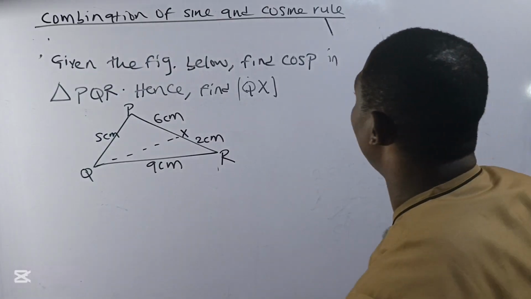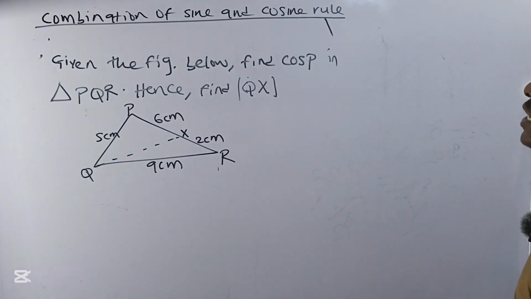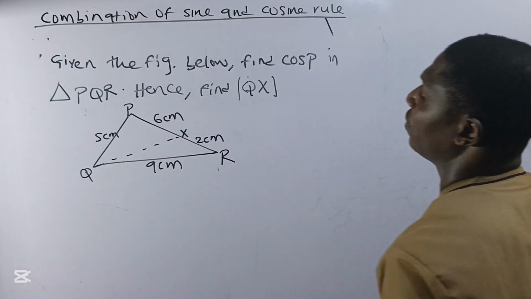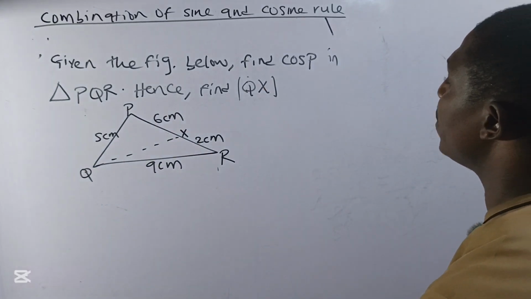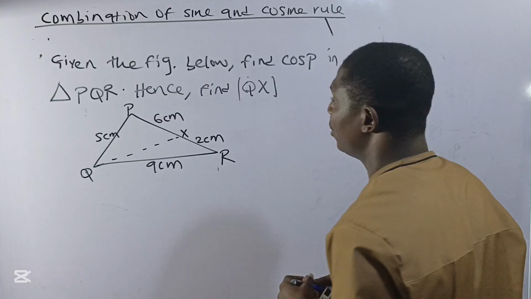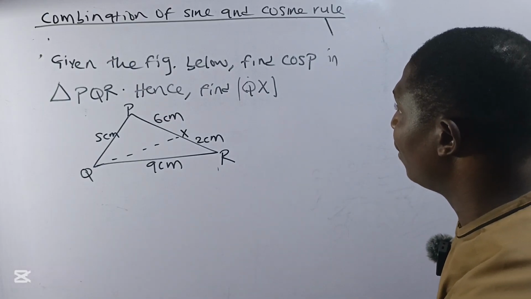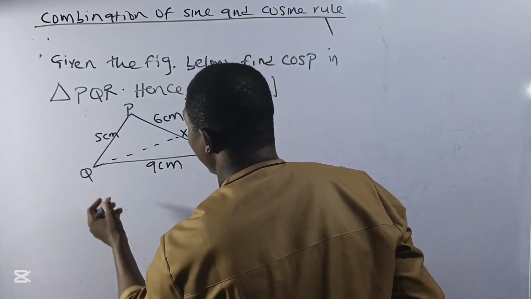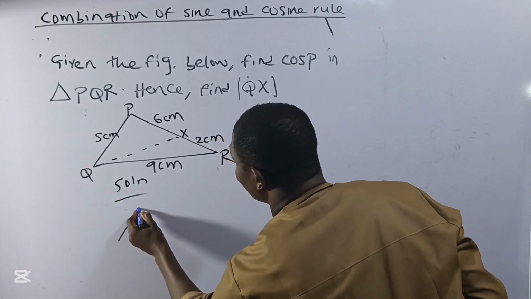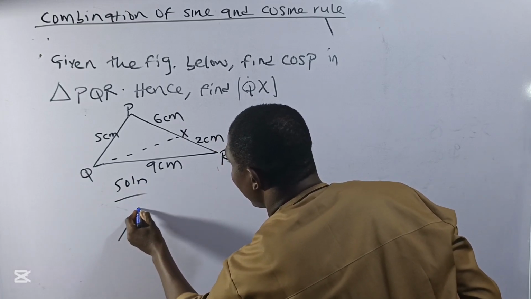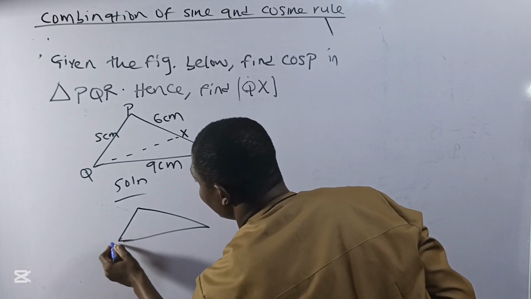It said, given the figure below, find cos P in triangle PQR. Hence, find QX. So how do we find cos P? They said in triangle QPR. So solution. Since we are focusing on QPR, we have it this way.